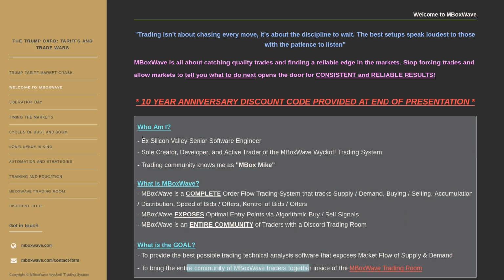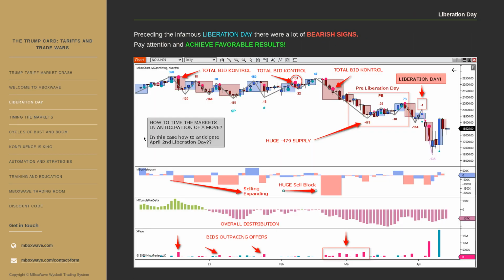All right, so let's move on after we got that out of the way to Liberation Day. So Liberation Day was a very highly anticipated event. Everybody is waiting for it. Trump talked a lot about it. Let's see what the analysis told us before and after it happened. So preceding the infamous Liberation Day, there are lots of bearish signs. If you pay attention to them, you can achieve favorable results.